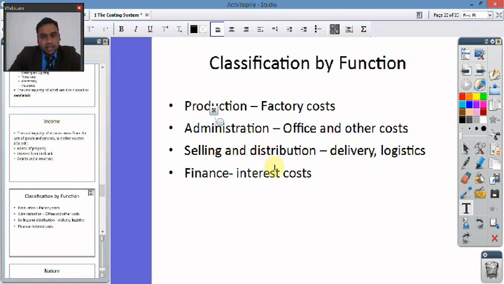Finance, so you've got interest costs mainly. There's not many other types of costs here, just mainly to do with finance, so bank charges, things like that.